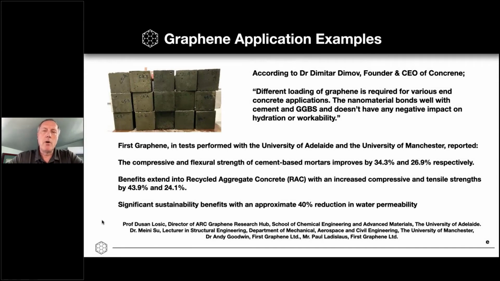Dr. Dimitar Dimov, who did his PhD specifically on the use of graphene in cement and concrete applications, is another expert in this field that shows a really important 34% improvement in compressive strength, nearly 27% in flexural strength. And in this particular case, they were testing using graphene with recycled cement and concrete products. A really important aspect for the industry is the increased use of recycled materials and trying to get their performance metrics up to virgin material type standards.